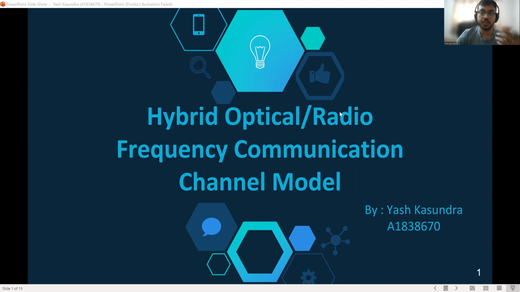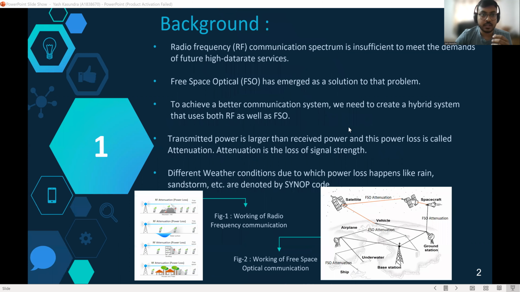So now let's address the question of why we need a hybrid system when we already have individual communication systems. Well, the answer lies in the limitations of RF communications, which is ineffective in meeting the high data rate services that are required in modern times. In response to this issue, a new communication channel system called the optical space system emerged. However, each communication channel performs differently in various weather conditions.